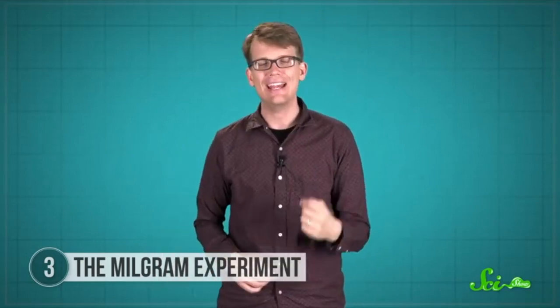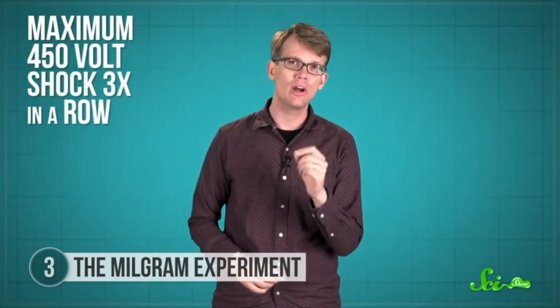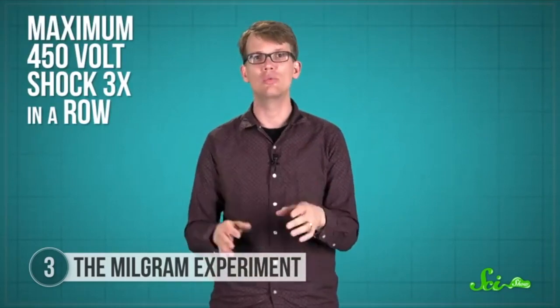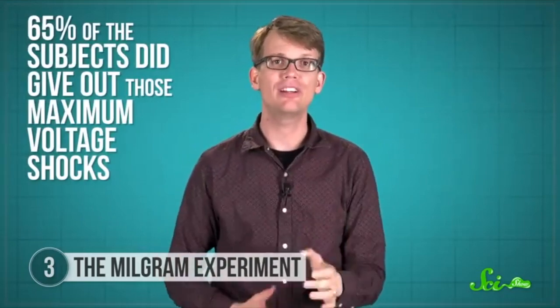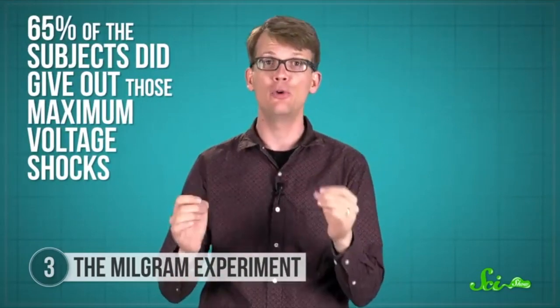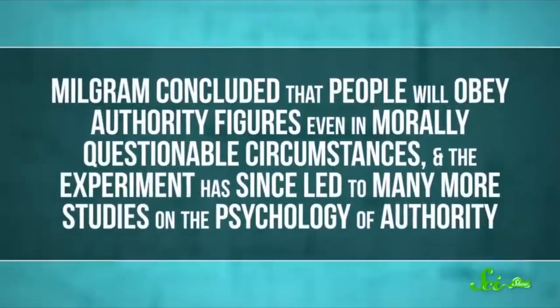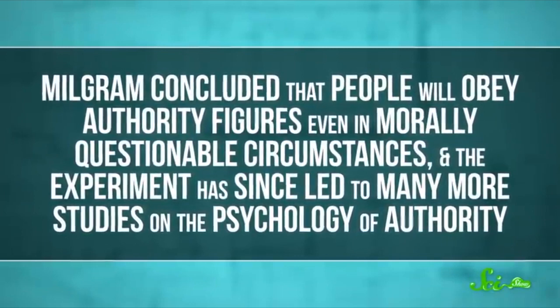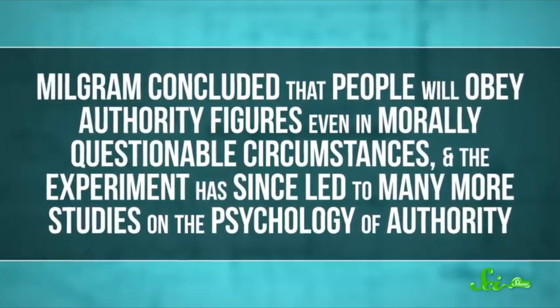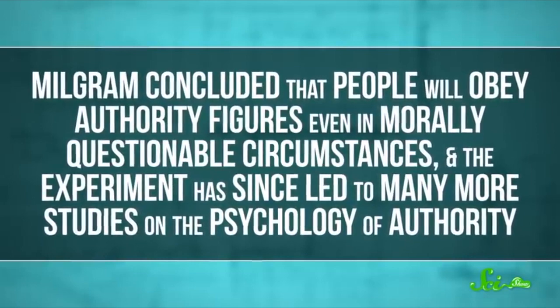The experiment only ended when the teacher had given the maximum 450-volt shock 3 times in a row, or when they refused to continue. 65% of the subjects did give out those maximum voltage shocks, just because a scientist in a white lab coat told them to. Milgram concluded that people will obey authority figures even in morally questionable circumstances, and the experiment has since led to many more studies on the psychology of authority.